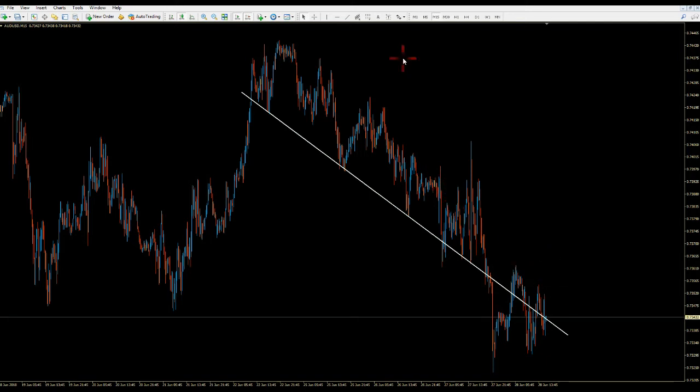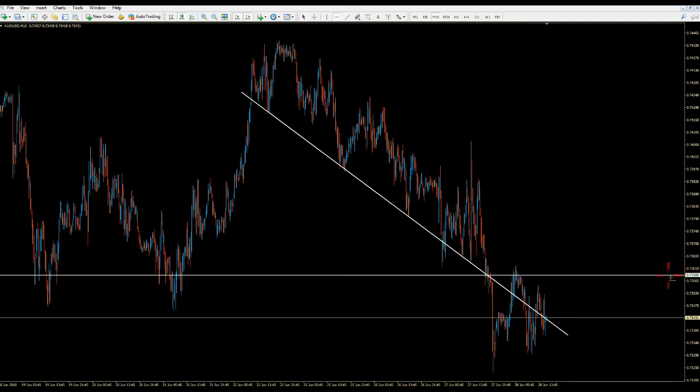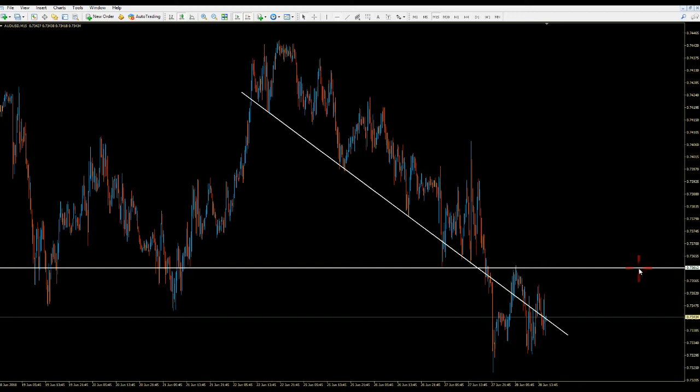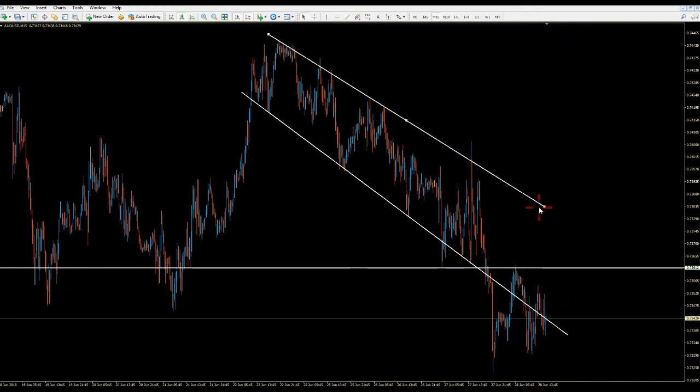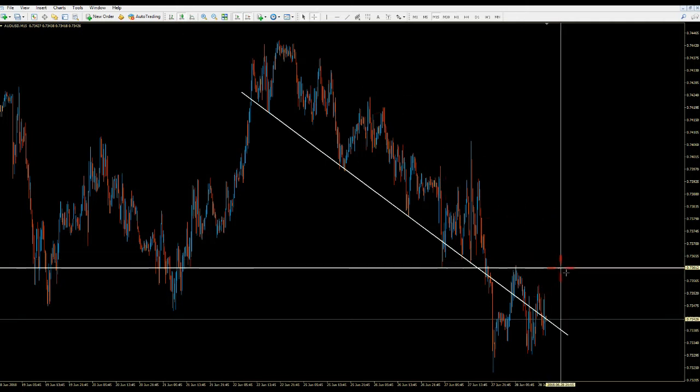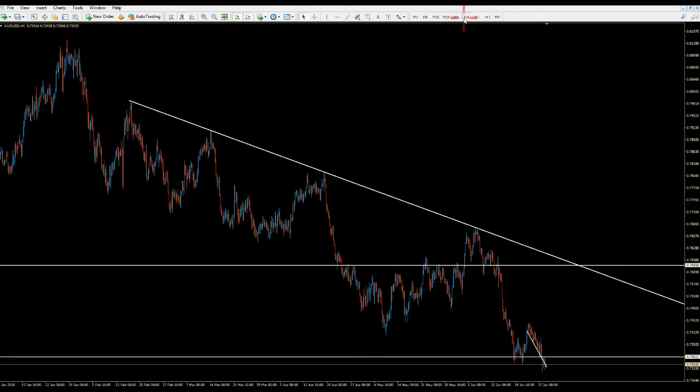So what we have to think about is that this level seems to be the new resistance. If price comes back up, then we're going to redraw this upper channel. Okay, so if price comes back up there, redraw that, because price might move to it again. But right now it looks very bearish.